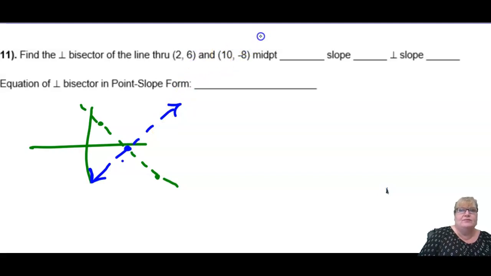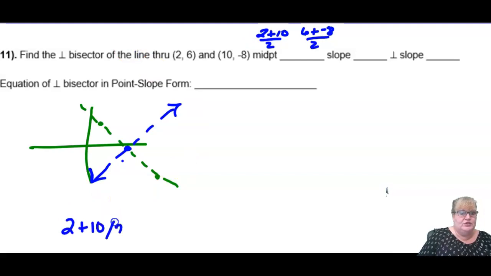Midpoint, remember, is average. So 2 plus 10 divided by 2. And the y's 6 plus negative 8 divided by 2. You have to add before you divide. You can't do it on your calculator. If you type 2 plus 10 divided by 2, you will get 7, and that is not correct. It should be 12 divided by 2, which is 6. Okay, so be real careful. I should erase that on the notes. It's going to be confusing what that is.